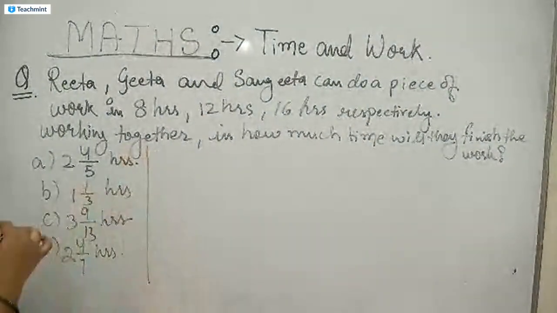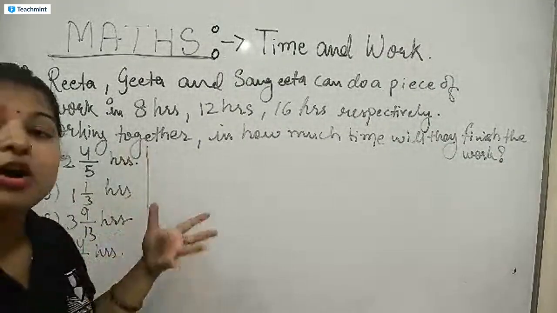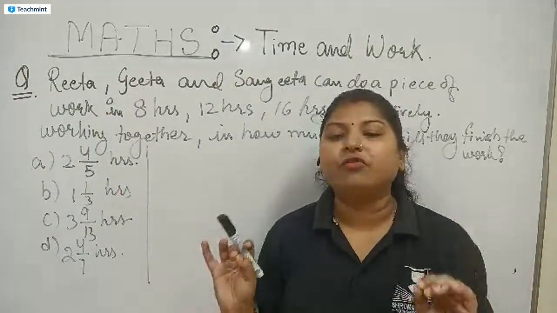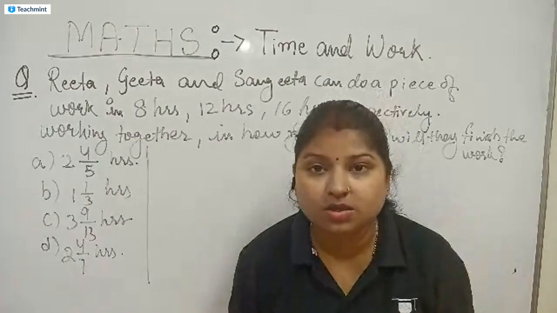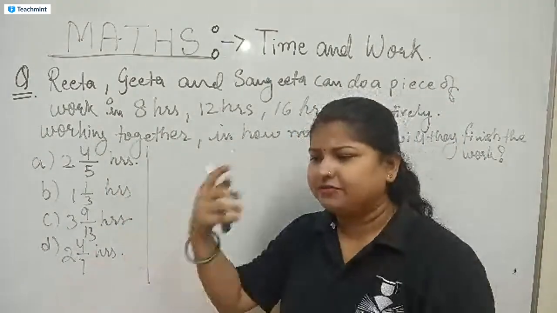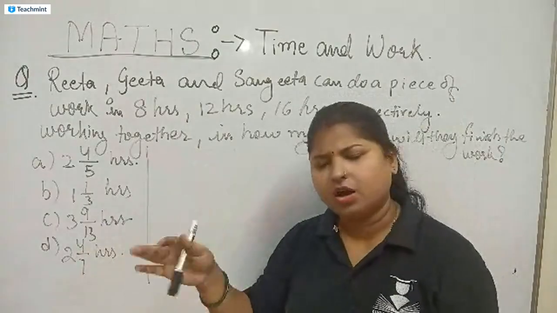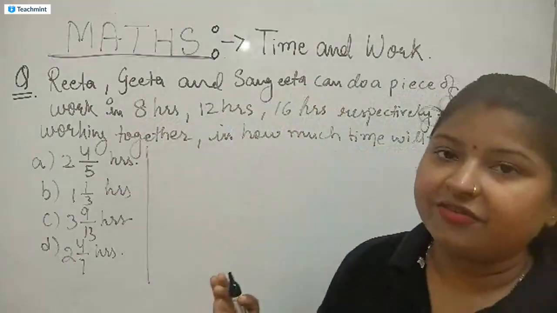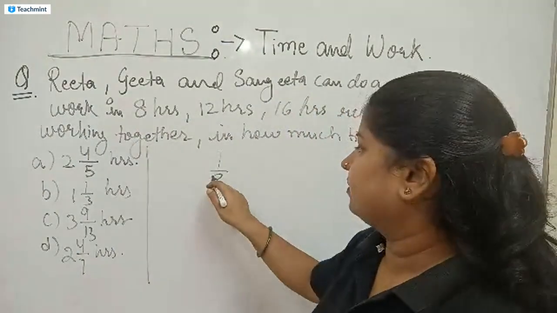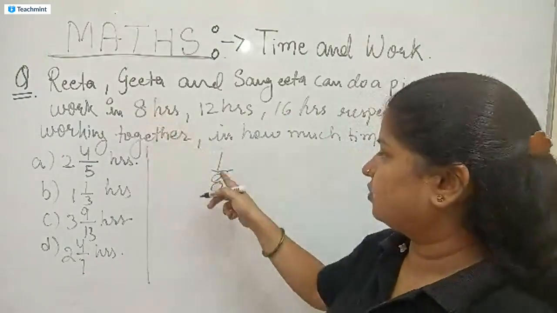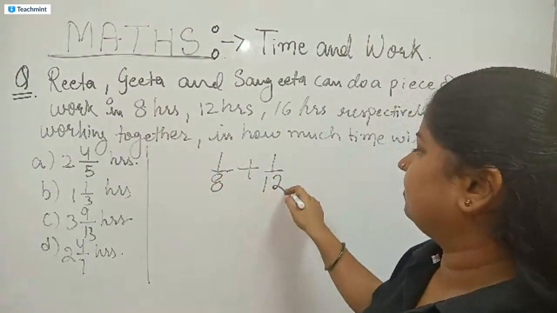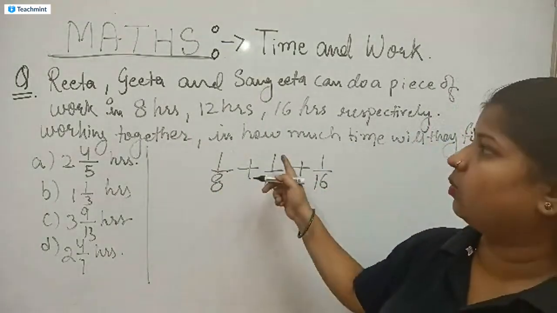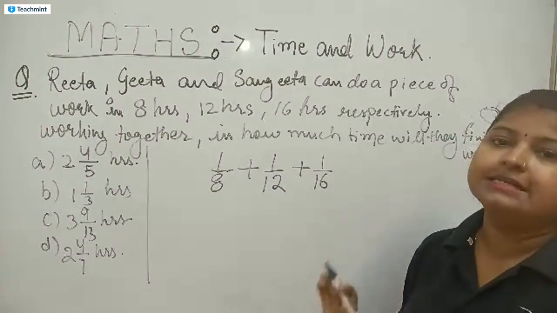See, now what formula will you use here? Confused? Go for the concept. And what was the concept? However many persons are given, what you have to do? Rita, Geeta, and Sangeeta are given. So whatever their times are, like 8 hours, write 1 by 8, 1 by 12, and then 1 upon 16, right? 1 day work of Rita, 1 day work of Geeta, 1 day work of Sangeeta.